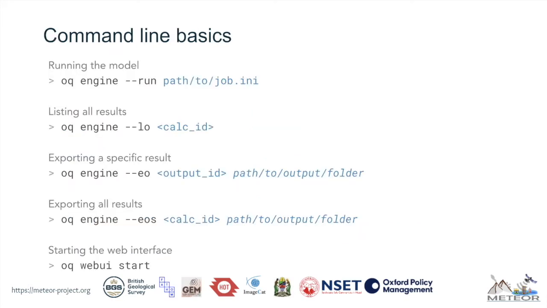If you are running by the command line, here are some useful basic commands. All of these commands are also documented in the OpenQuake Engine manual. First, to run the model, you'll type in oq space engine space dash dash run, and then the path to your job configuration file. The next line shows how to list all of the outputs from your calculation.